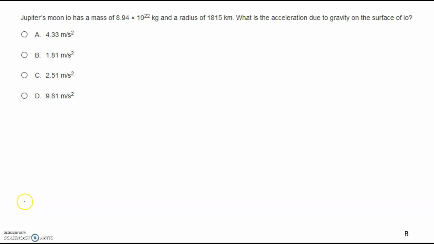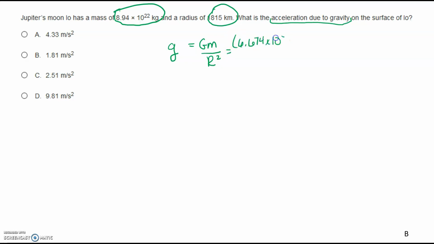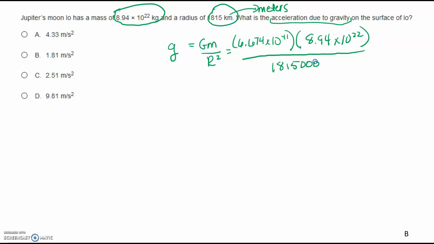Okay. This one we're going to use that same gravity formula that I had on the last one. So it's asking for acceleration due to gravity, and that formula is this. So my constant, my mass, is given in the problem. And I have to convert this to meters. So I have this squared, and I end up with this, which is B.